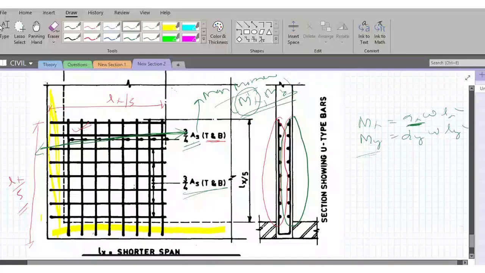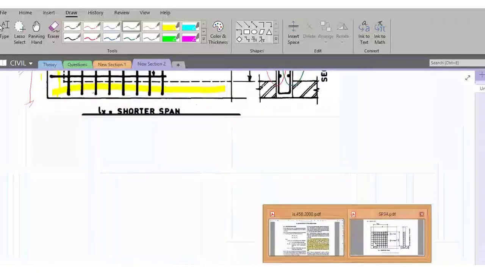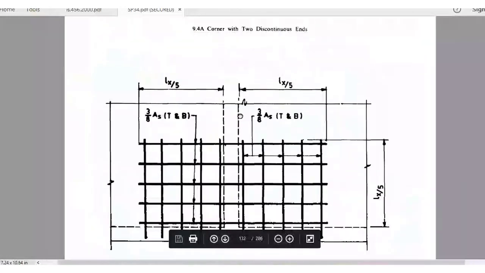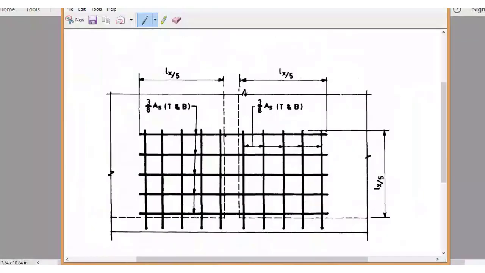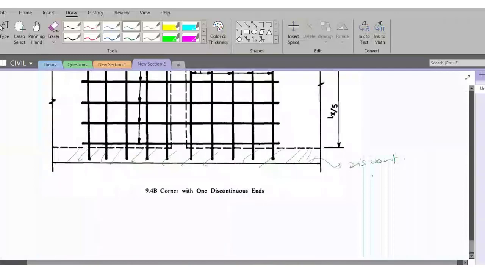So this is the case which I have considered when you have a simply supported corner. But it is possible that you may have this kind of case also. Let me show you the other case. Here you see this case. Here what you can observe, I am marking this in hatch. So this is a discontinuous edge, but it is a simply supported edge.